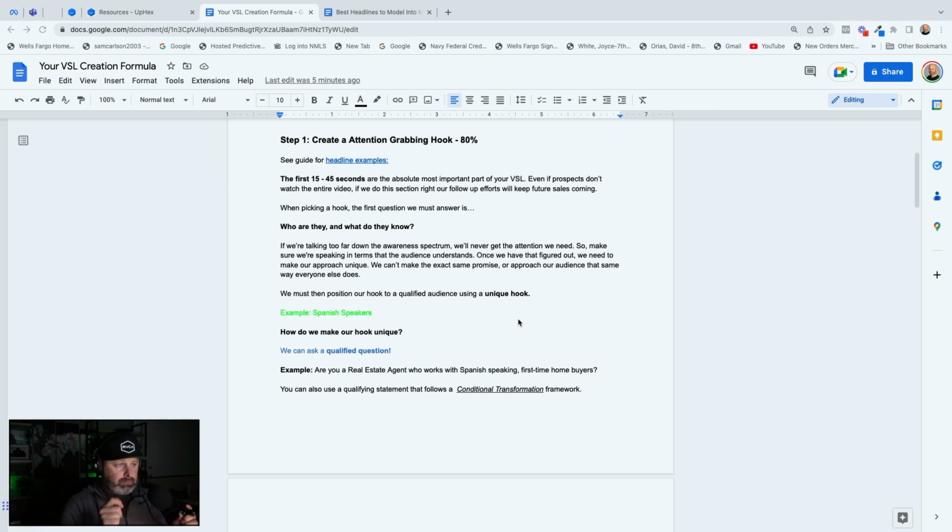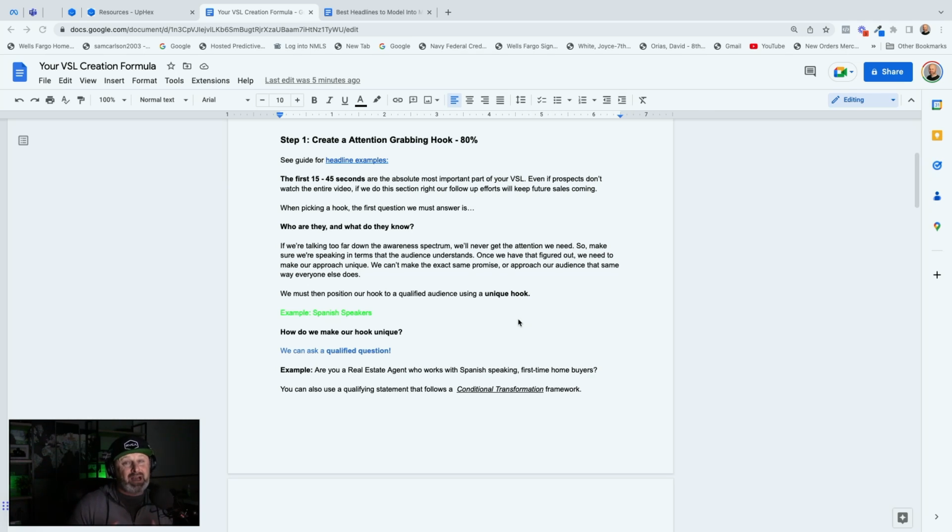Now, when we're picking a hook, the question we need to answer is this: who are we talking to? Who is the avatar? And what do they know? Okay. Do they know about what we do? Do they not know? Are they aware of the problem they have? This is very important because it's going to dictate how we start the conversation.